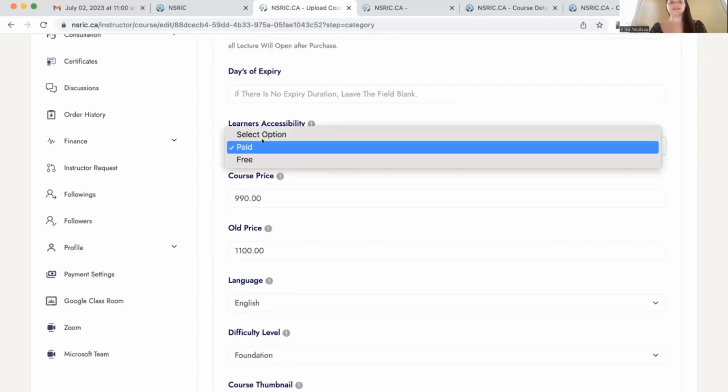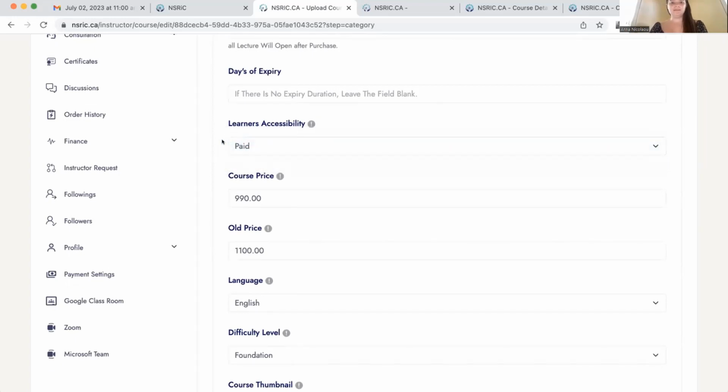Then you'll put learners accessibility. So is it paid or free? I chose paid. For all the NIST courses, there's actually a set amount on the NIST website for each one. For all grade 9, 10, and 11 courses, I believe it's $990 per course. And then the asynchronous course price is a little bit lower, but you don't have to worry about that or put that in. The system will automatically calculate that for you. So that's not a concern at all.